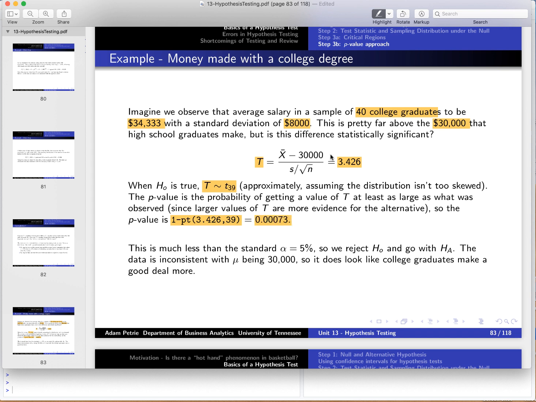0.00073. Since that's less than the standard 5%, we would reject the null hypothesis, and we would say that we have extraordinary evidence that the alternative hypothesis is the one that's describing reality, that the average salary for college students is higher than the average for high school students.